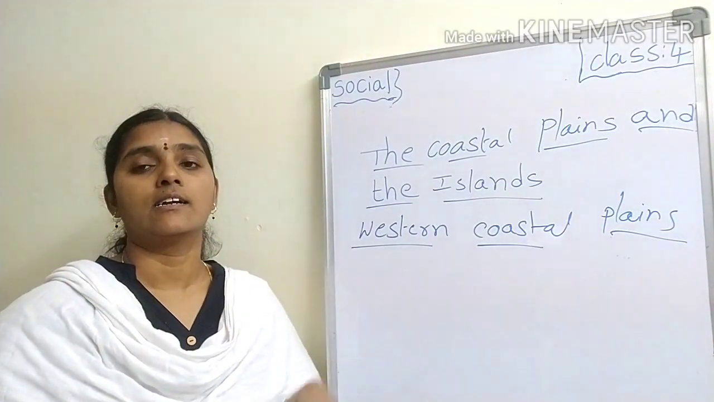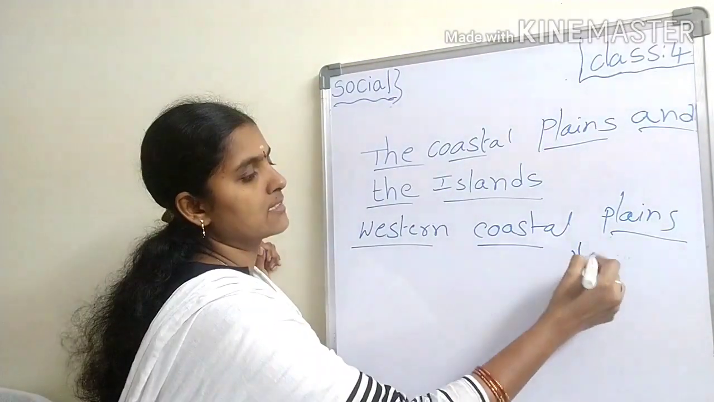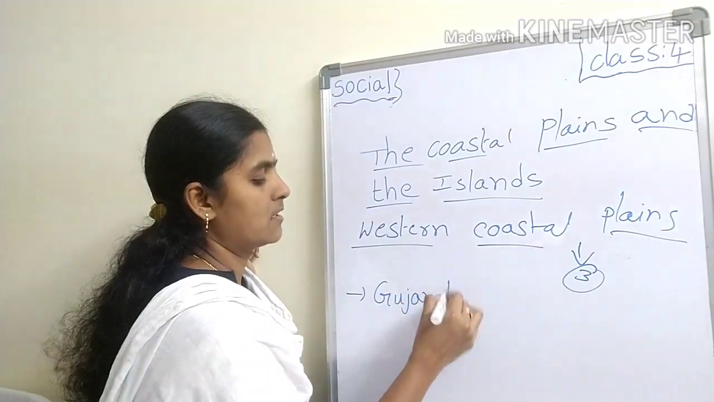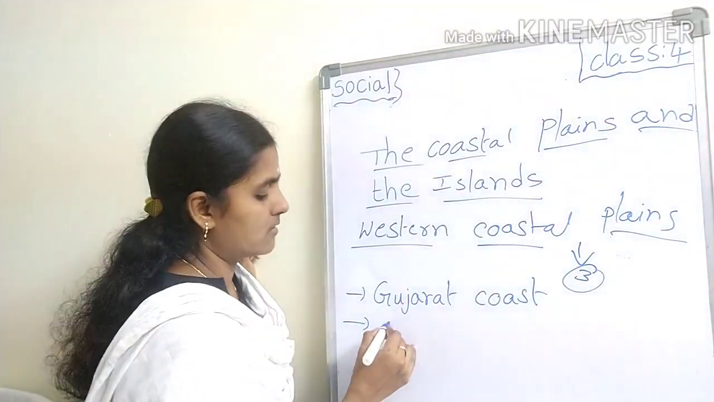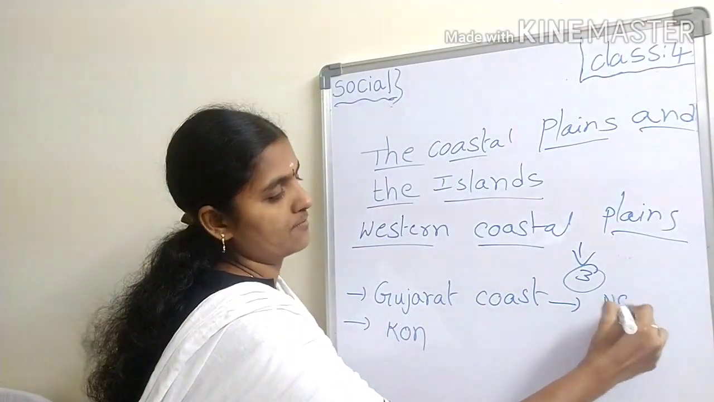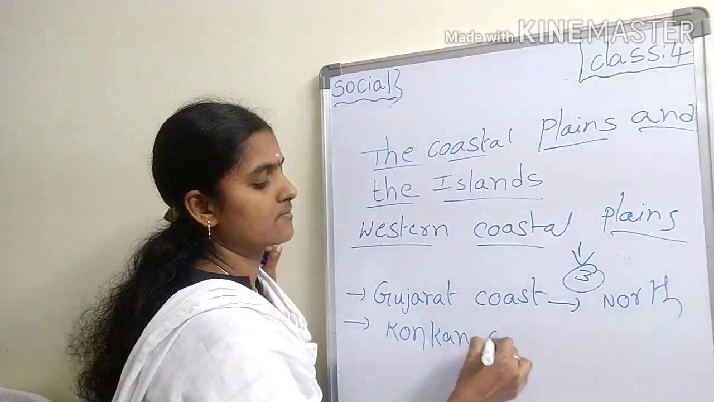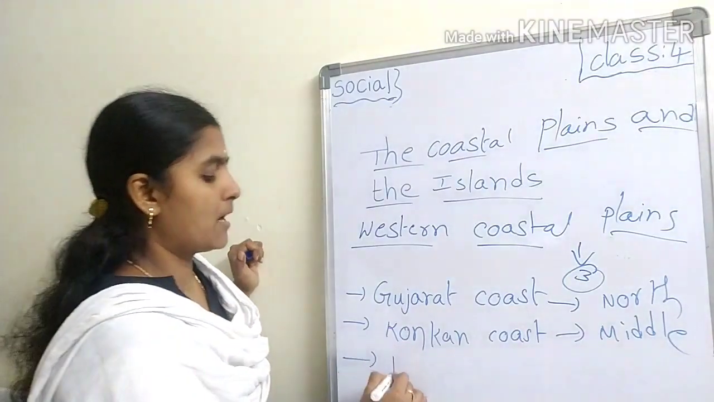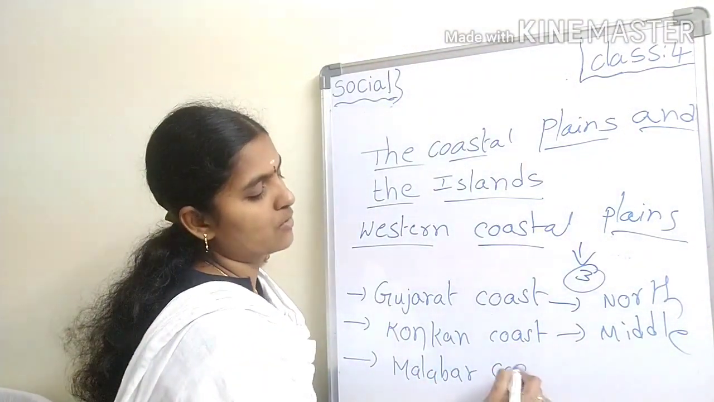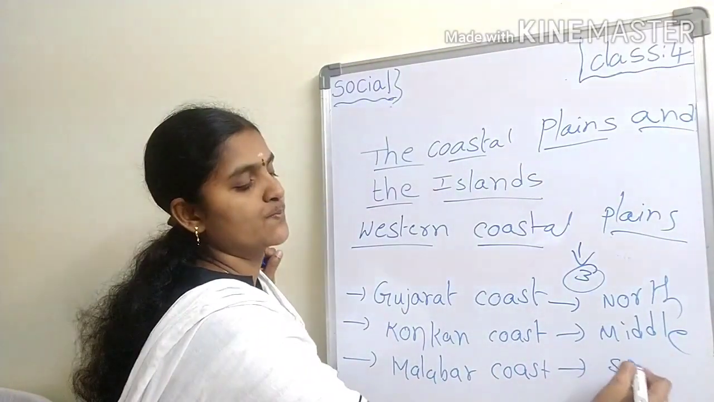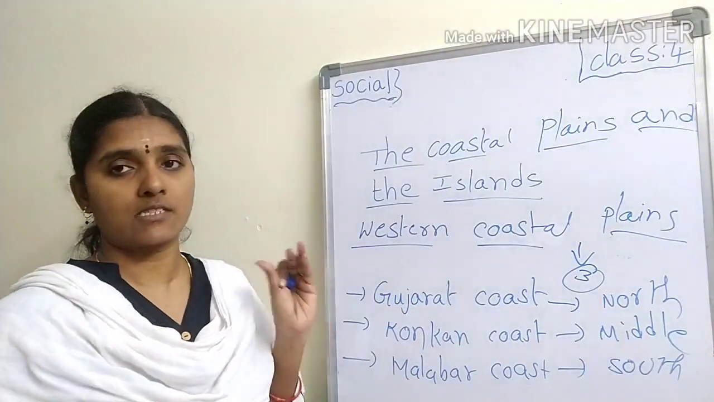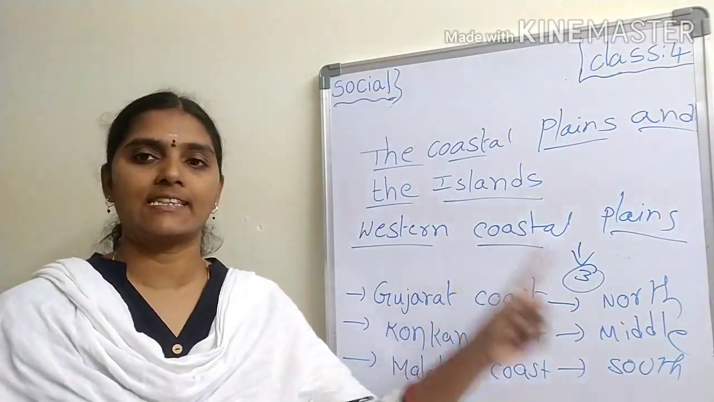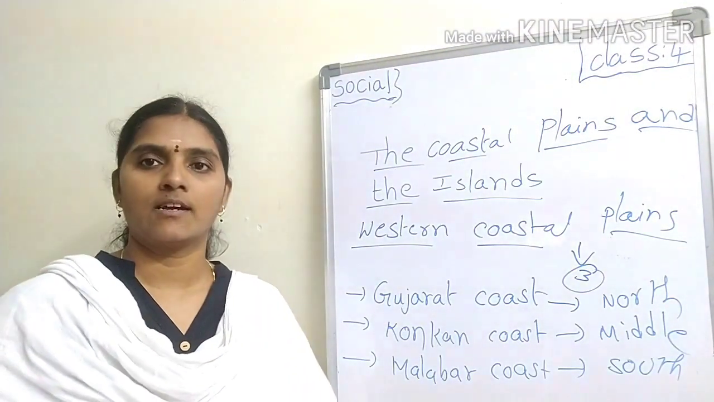The western coastal plains are divided into three parts: Gujarat Coast in the north, Konkan Coast in the middle, and Malabar Coast in the south. Understood?